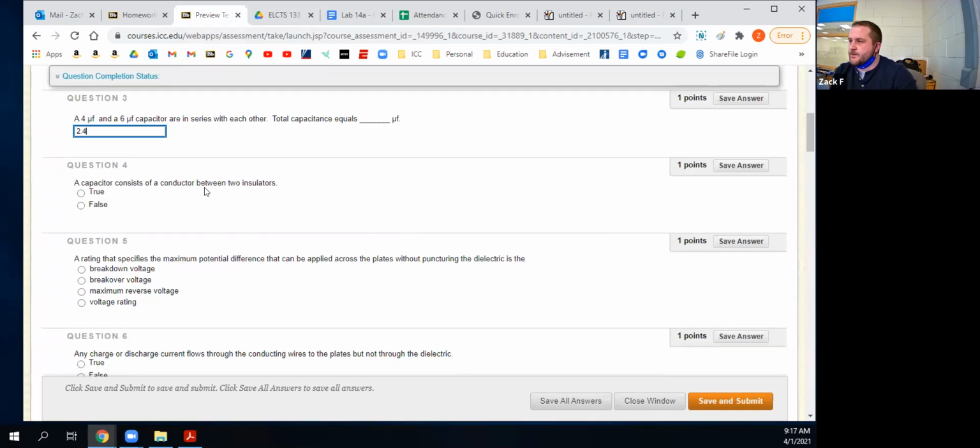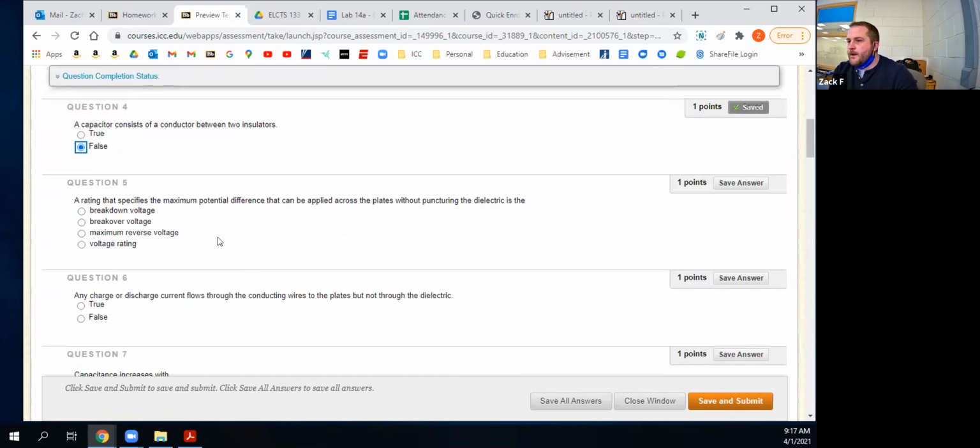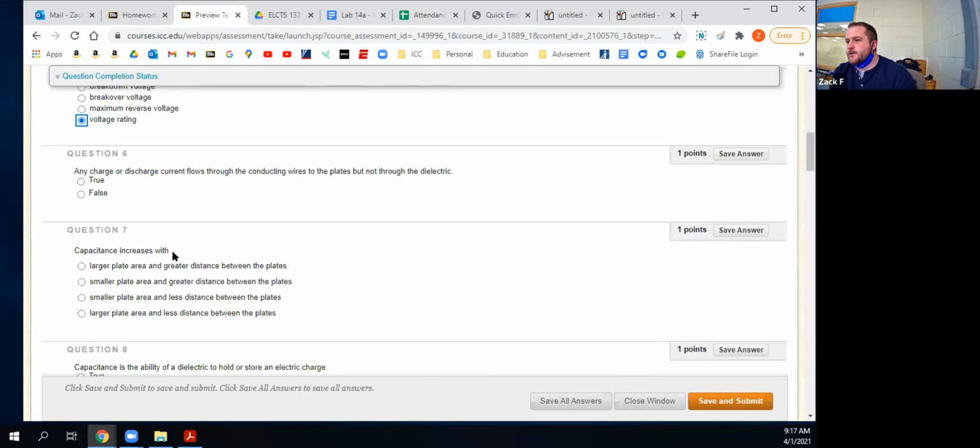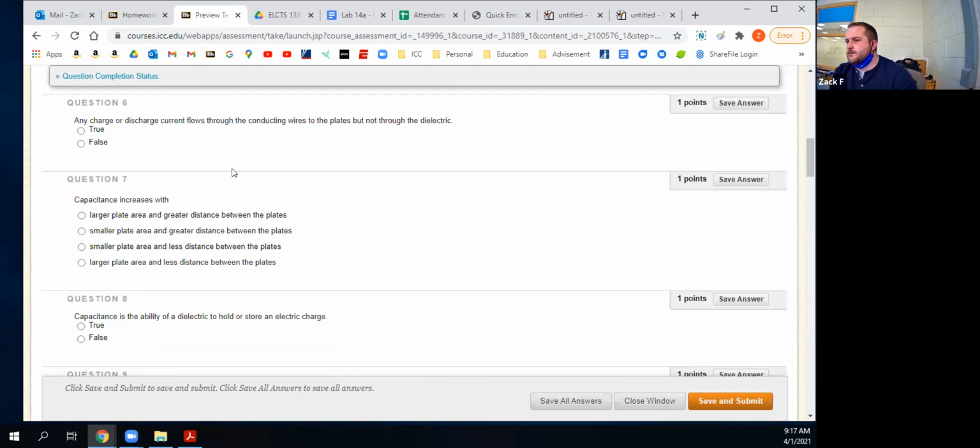A capacitor consists of a conductor between 2 insulators. Is that true or false? Why? Right. A rating that specifies the maximum potential difference that can be applied across the plates without puncturing a dielectric is voltage rating. A charge or discharge current flows through the conducting wires to the plates, but not through the dielectric.